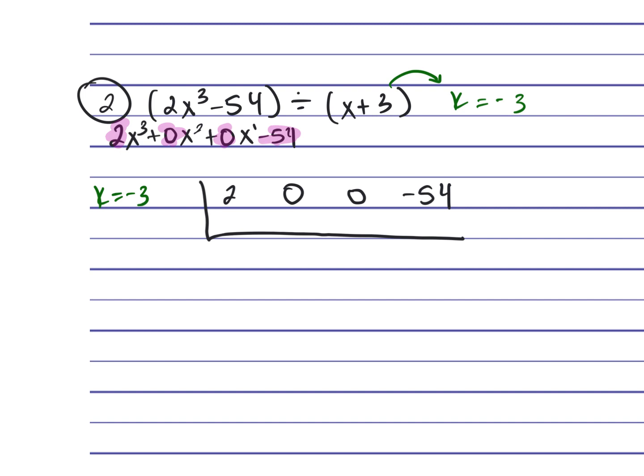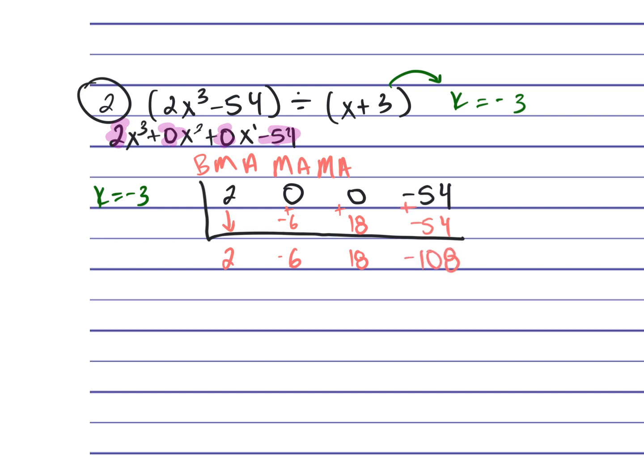Now, for my actual steps, I bring down the first number. I multiply with the K, which is -6. So bring down, multiply. Now I'm going to add on the inside, that's -6. Multiply with the K, that's +18. Add the 0 and the 18, that's 18. Multiply with the K, 18 times -3 is -54. And last, we add to get -108.